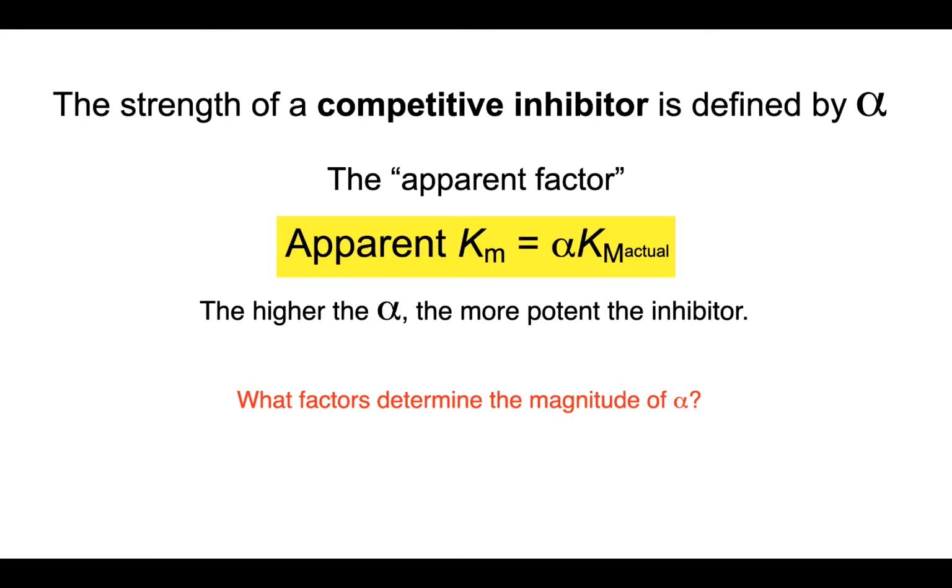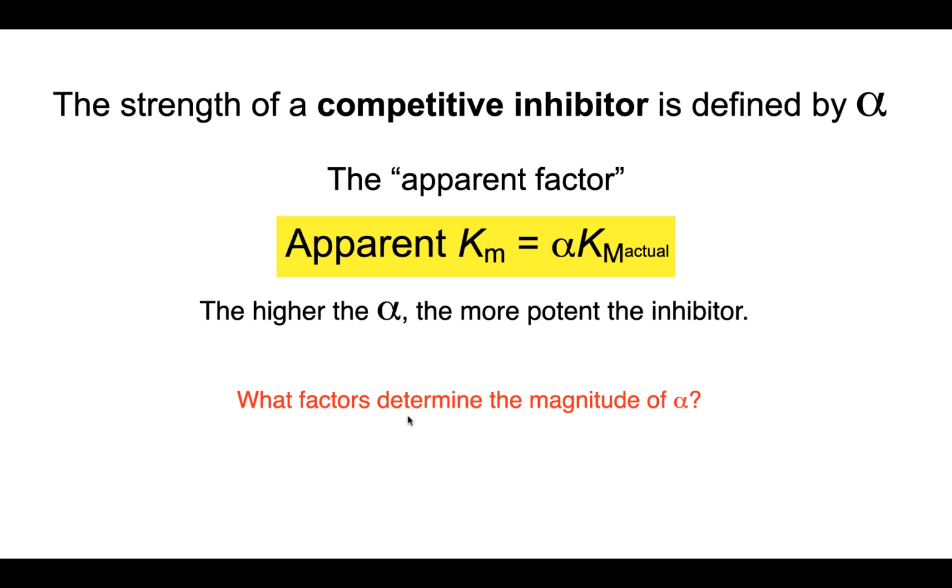Now, the question is, by how much? How potent, how strong is a competitive inhibitor? Well, that strength of the inhibitor is defined by this term alpha. That's called the apparent factor. It is the factor by which that Km is increased in the presence of the inhibitor, which means the higher the alpha, the more potent the inhibitor.